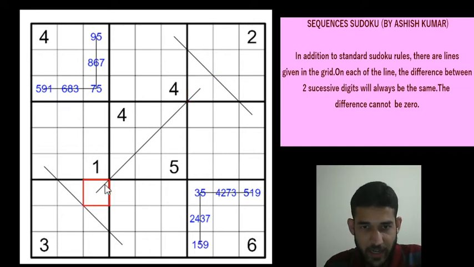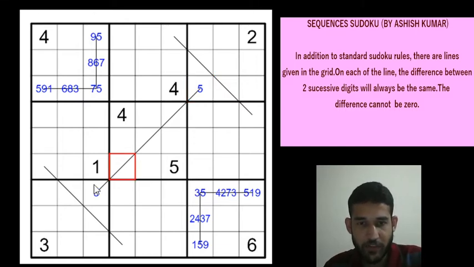I told you at the start that a line of length 5 will always have 5 in it, because otherwise you can't make a sequence. So that means we cannot have 5 in box 5. So 5 will be either here or here. Now when 5 is at the end of the line, you can have the sequence of common difference 1 only, no other difference is possible.